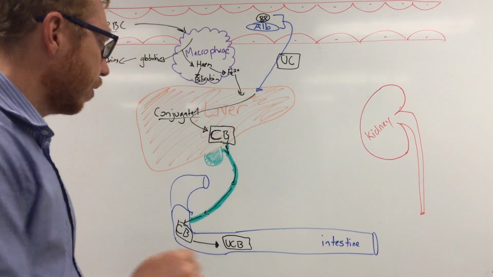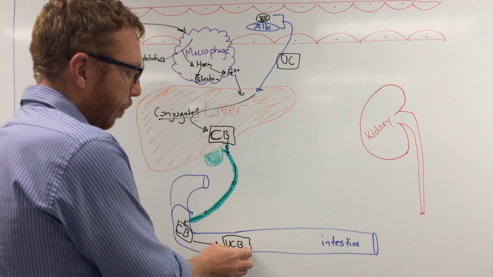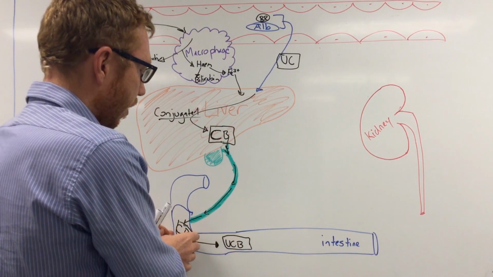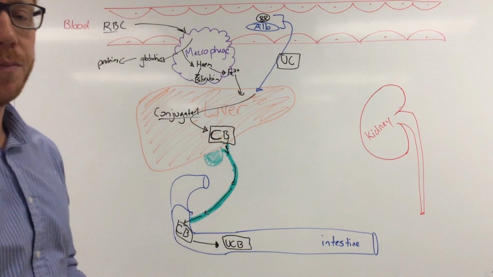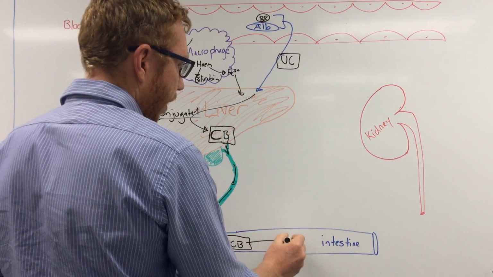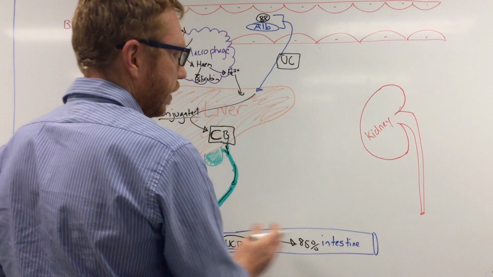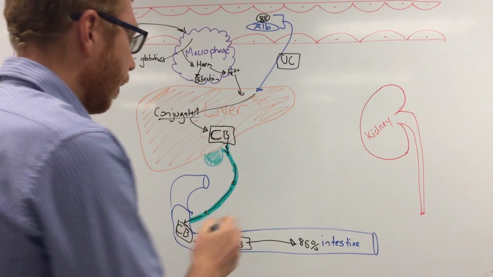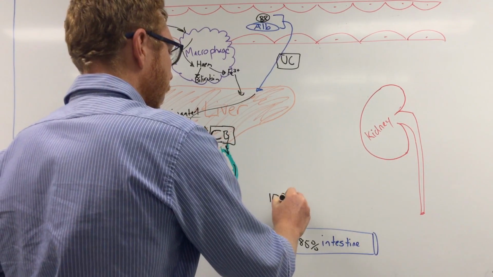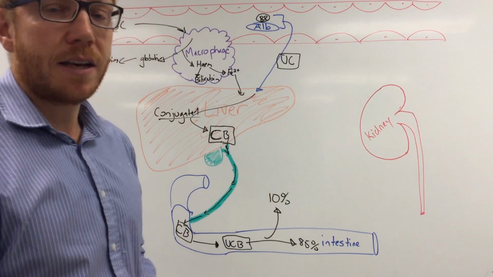This is urobilinogen. It's been oxidized by the bacteria. It's now unconjugated bilirubin, but not so much the same as up here, a slightly oxidized version of the conjugated version. So what will happen now is probably 85% will continue down the intestine, whereas about 10% will be put back into the blood. So it will be absorbed back in the intestine.